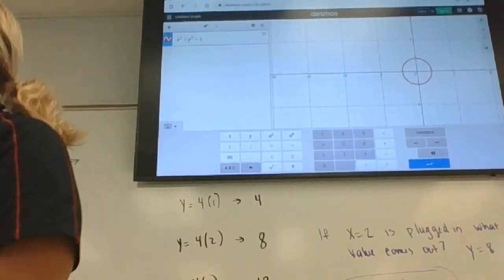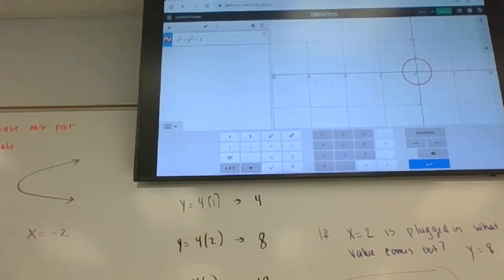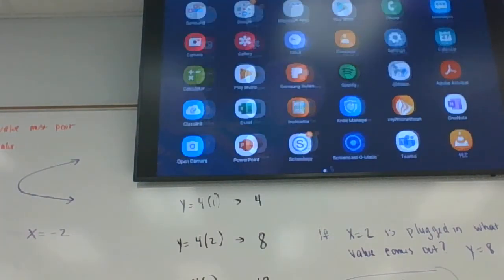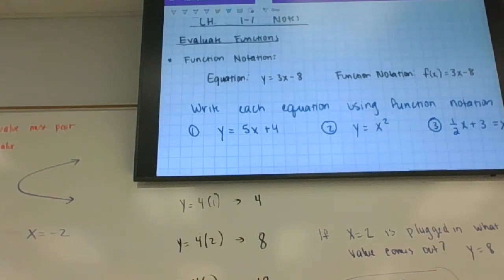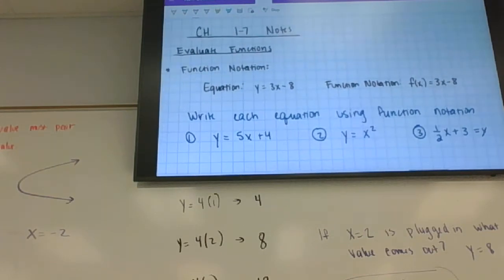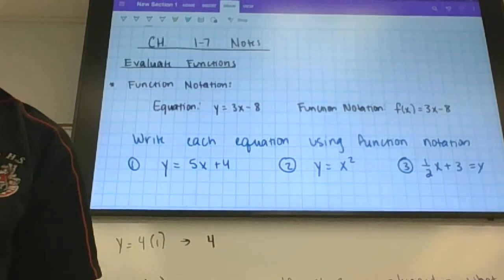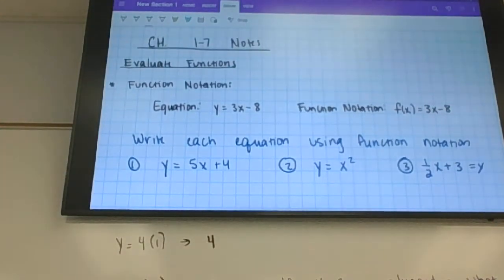All right. Other than that, your homework looked really good. So let's go over some notes. Right under your bell, take some notes. This is the same section as yesterday, still chapter 1-7.